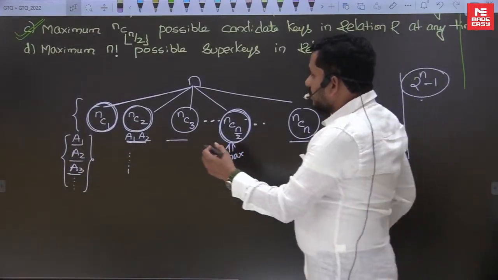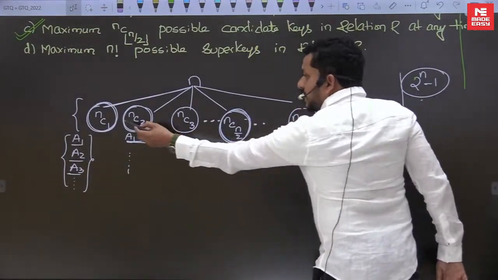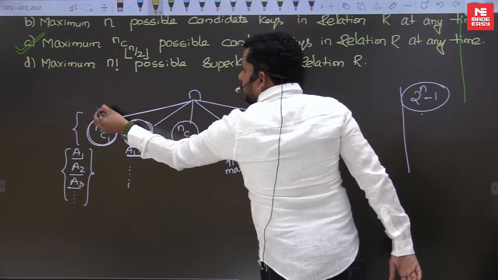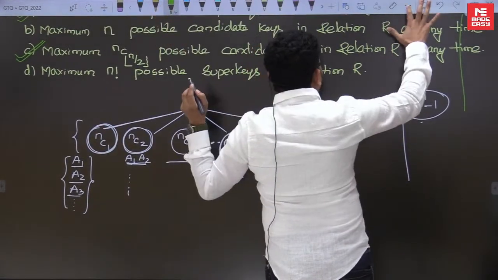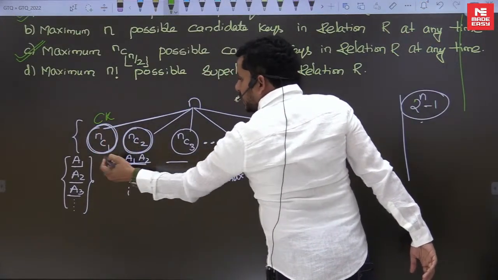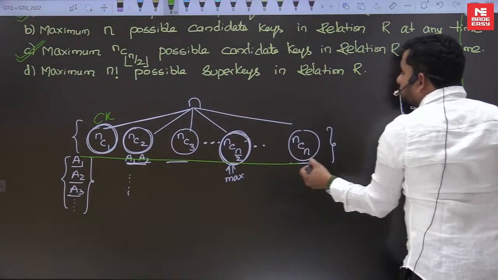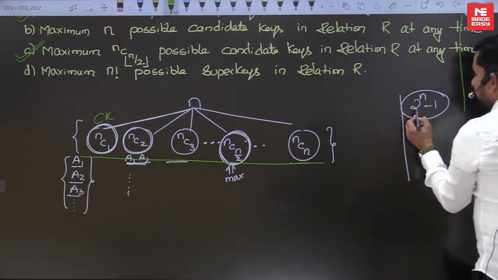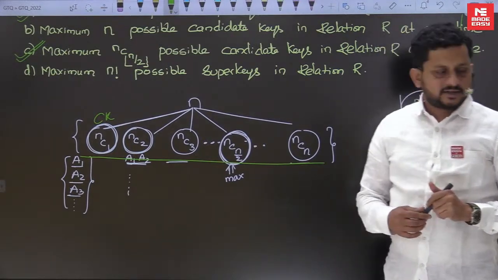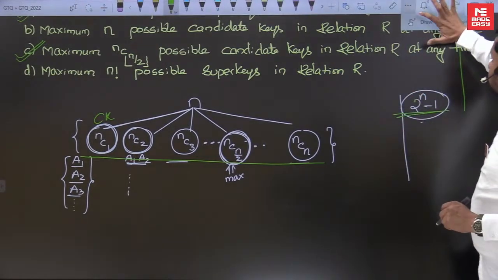So see, by chance if nC1 candidate keys are there, if one attribute forms the candidate key, then all these become super key sets. That's why the total possible super keys become 2 power n minus 1, right? So I hope you cleared this question.